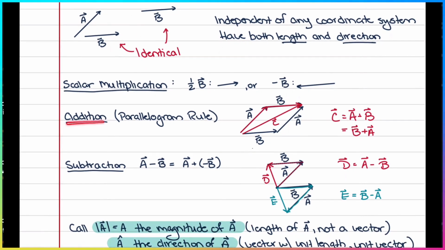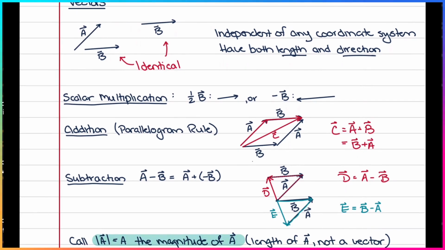Addition of vectors is by the common parallelogram rule, where if I have vector A and vector B, again, since these are independent of any coordinate system, this vector and this vector are the same thing, I can pick up one of these vectors and move it over and put it from base to tip, and consider that as a way of adding two vectors together.